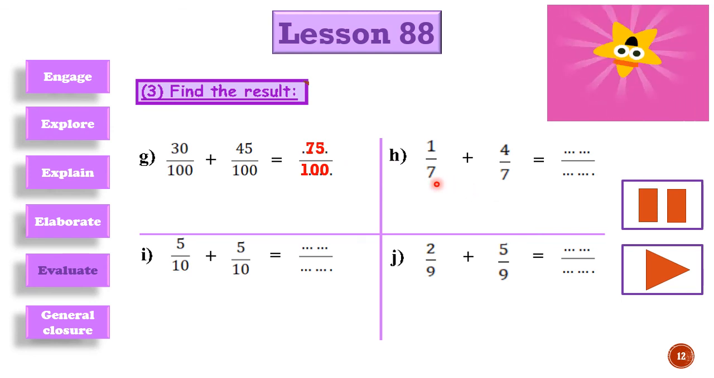Here we have 1 seventh plus 4 sevenths. Put the denominator as it is and just add the numerators. 1 plus 4 equals 5. It will be 5 sevenths.